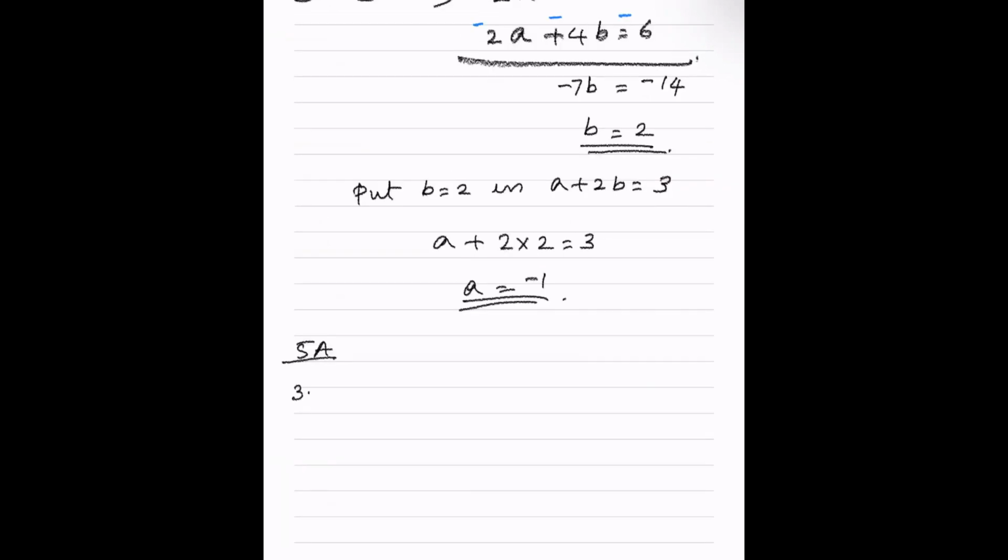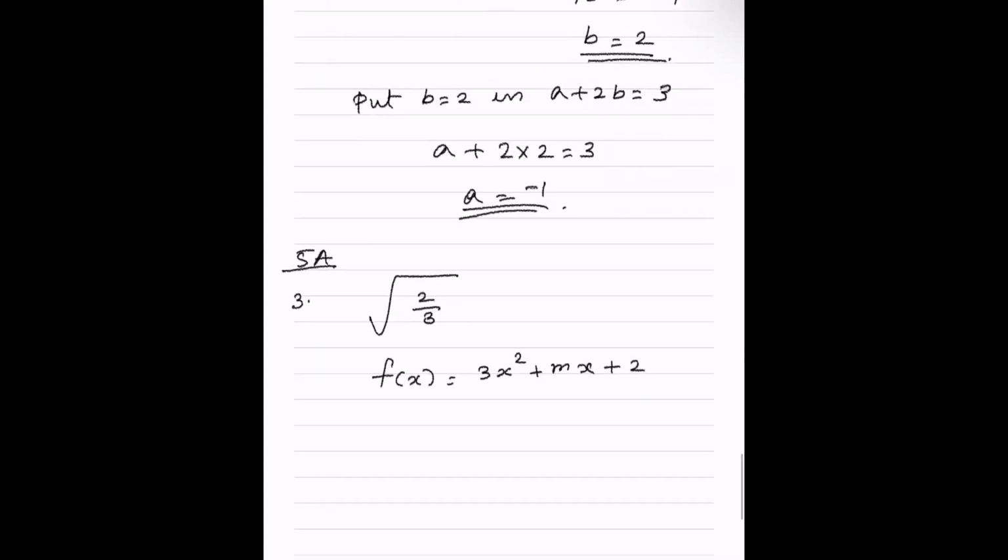Third one. Here, if root of 2 by 3 is a solution of the equation 3x square plus mx plus 2, find the value of m. What do we need to do here? Root of 2 by 3 is a solution. So when you replace x with root 2 by 3, you will get the result 0.